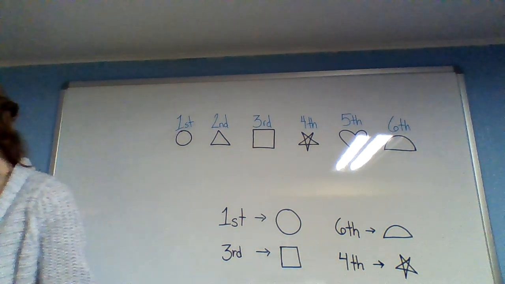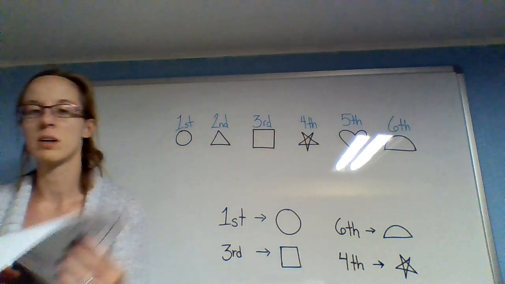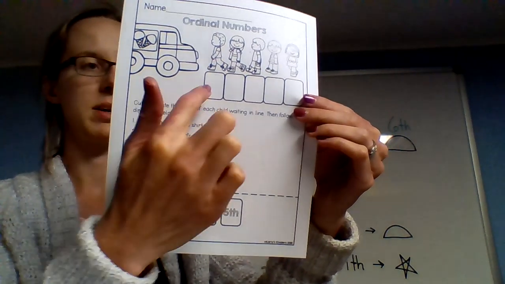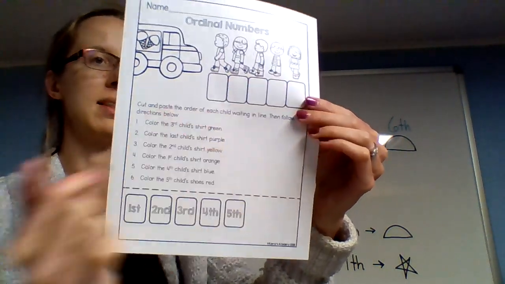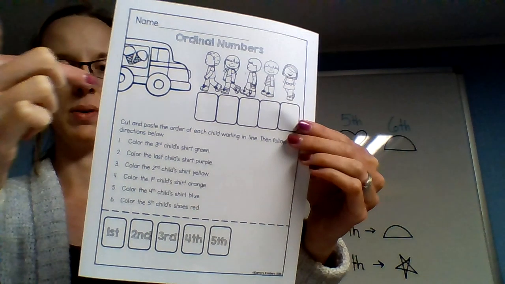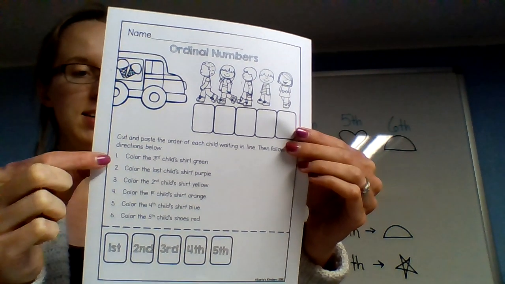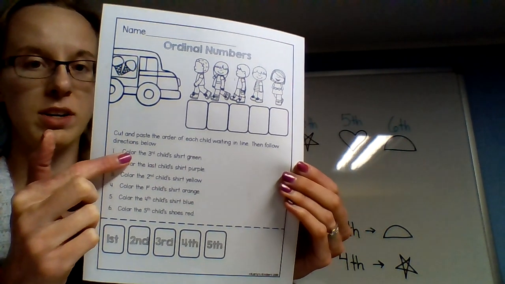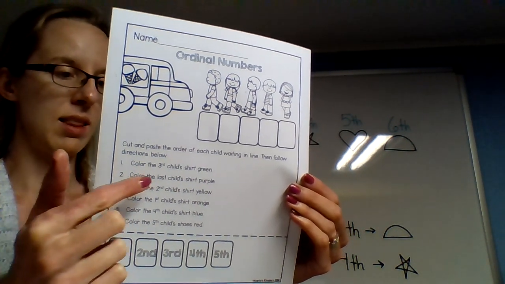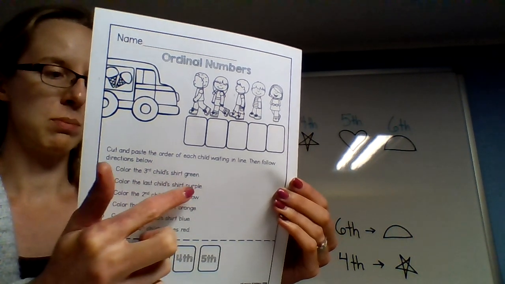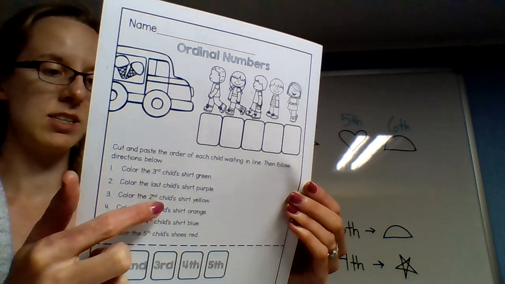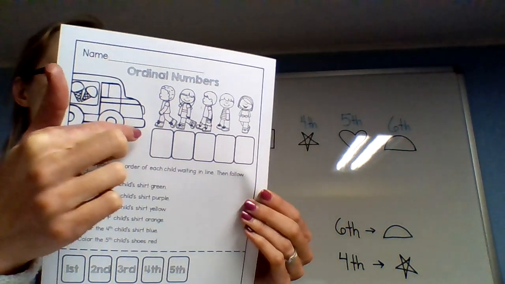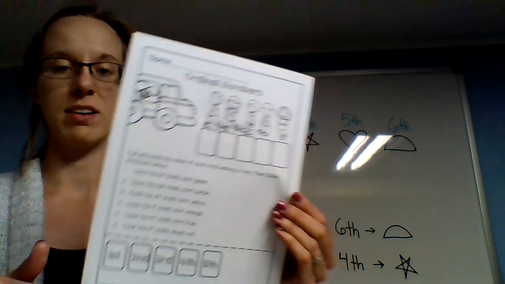In your first worksheet today, you're going to practice those ordinal numbers. You're going to cut and paste from the bottom these numbers, and you're going to put them up, labeling the kids as they walk up to the ice cream truck. Then it tells you some directions for how to color in the characters. Color the third child's shirt green. Color the last child's shirt purple. Color the second child's shirt yellow. So it will tell you what your people up here should look like based on the spot they are in line.